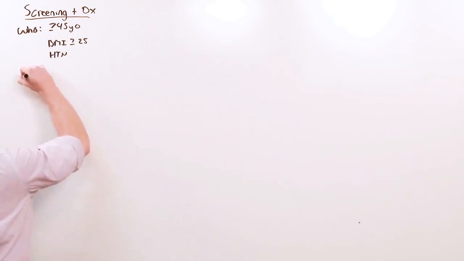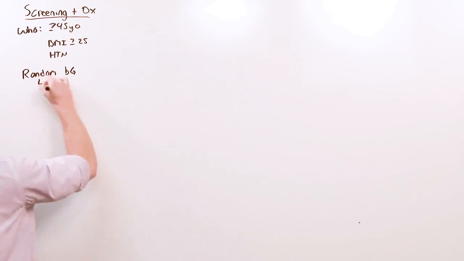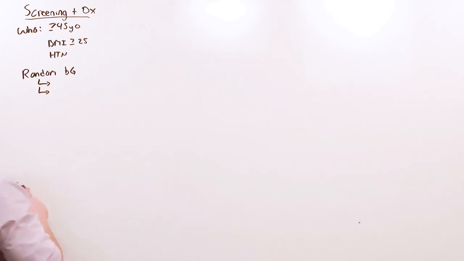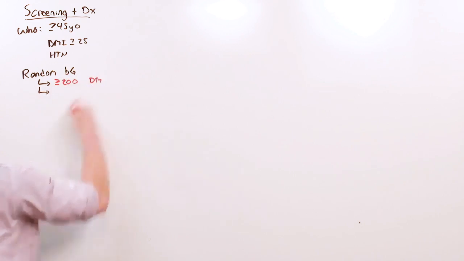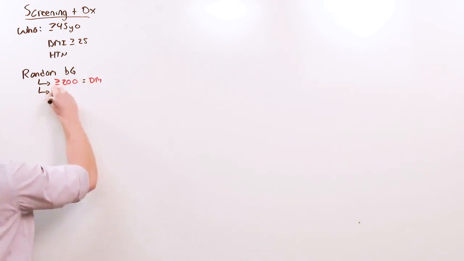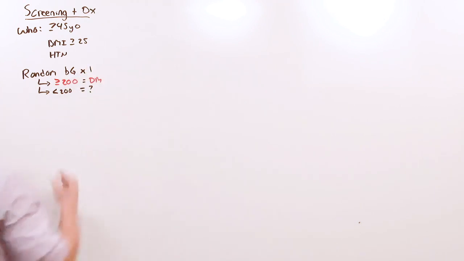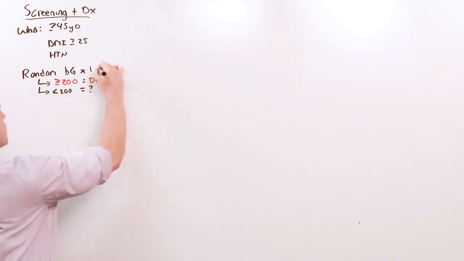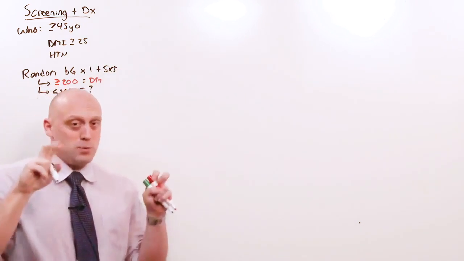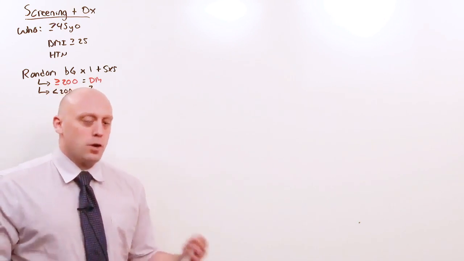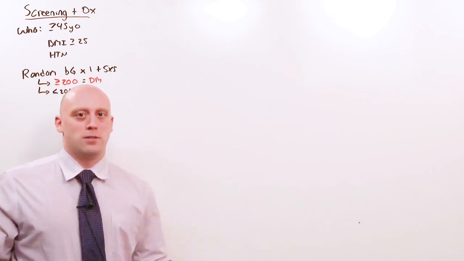The first way is to get a random blood glucose. And what you want to learn is 200. If it's greater than or equal to 200, you've been diagnosed with diabetes. If it's less than 200, you have no idea. And you need one random blood glucose greater than 200 with symptoms of diabetes to make the diagnosis. This is how you screen people with type 1. They come in with polyuria and polydipsia, you check a blood sugar and it's really high, okay, you've got diabetes.